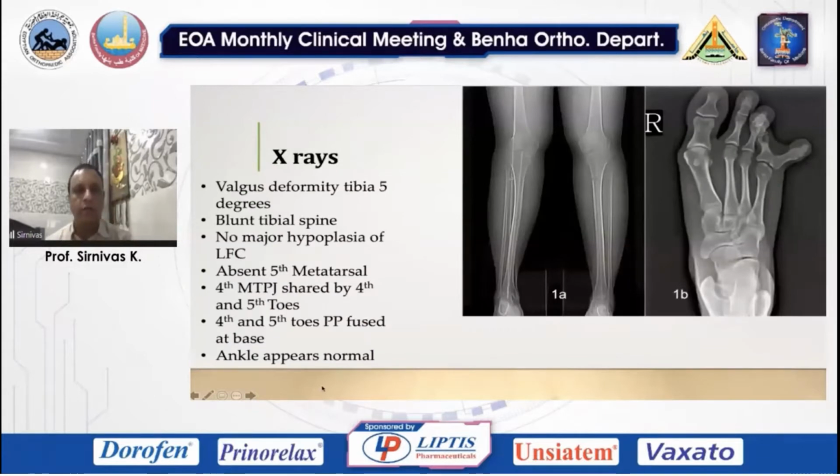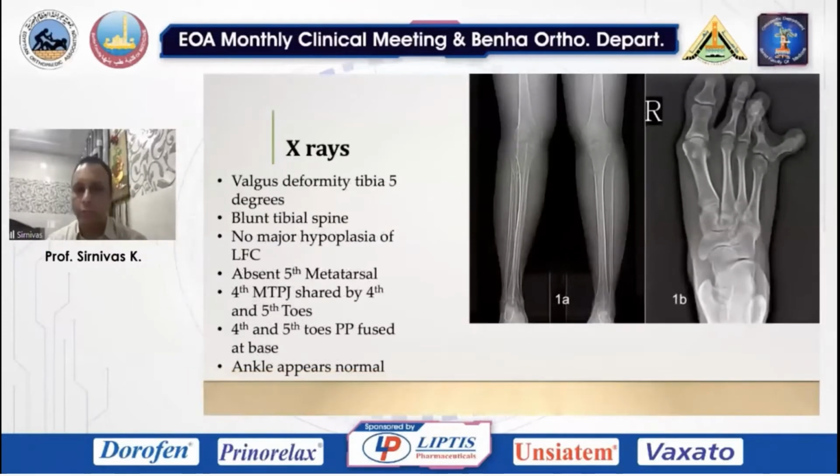X-ray of the lower limb, this is basically a CT scanogram view, shows valgus deformity of tibia of about 5 degrees originating from the shaft, blunting of the tibial spines, no major hypoplasia of the lateral femoral condyle, although it appears slightly underdeveloped compared to the other side. There's absence of the 5th metatarsal. The 4th metatarsophalangeal joint was shared by the 4th and 5th toes, and the proximal phalanges of the 4th and 5th toes were fused at the base. The ankle appears normal.